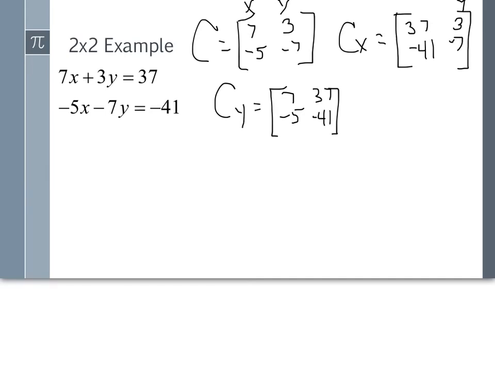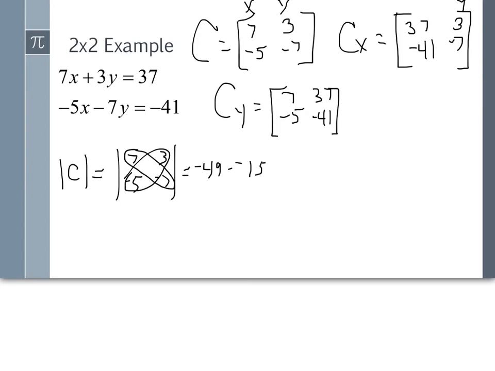So now here's what Cramer would tell us to do. Take determinants of each of these matrices. So we'll take the determinant of C. We go across our diagonals. We get negative 49 minus negative 15. Our double subtraction, we make that plus positive. This becomes negative 34. Then we do our determinant of matrix CX.